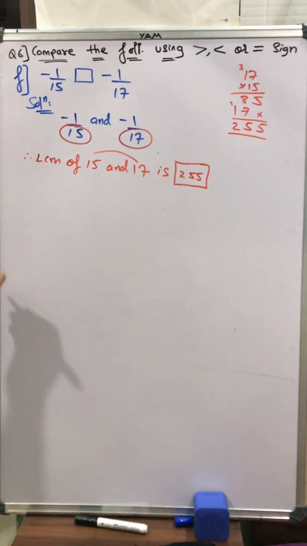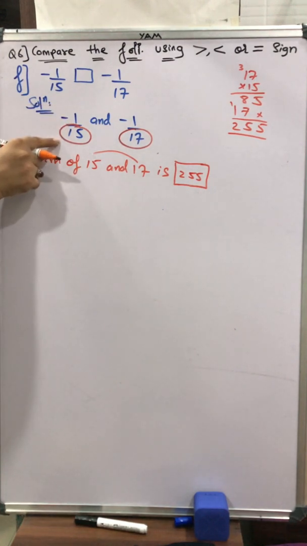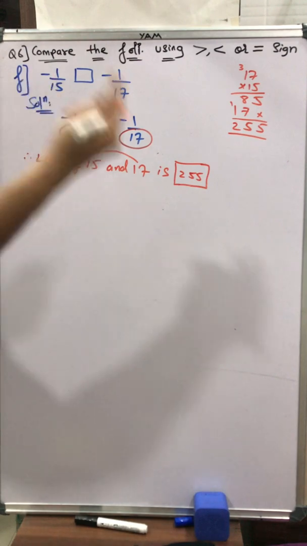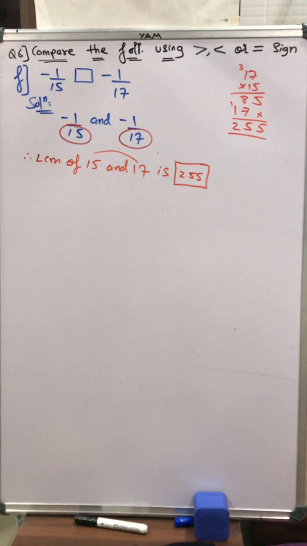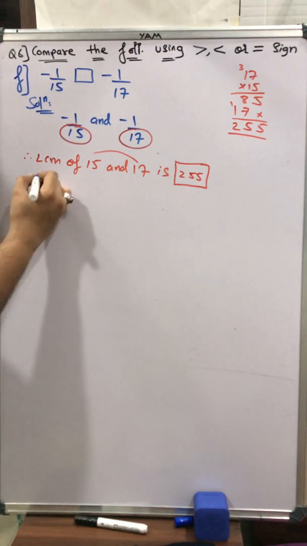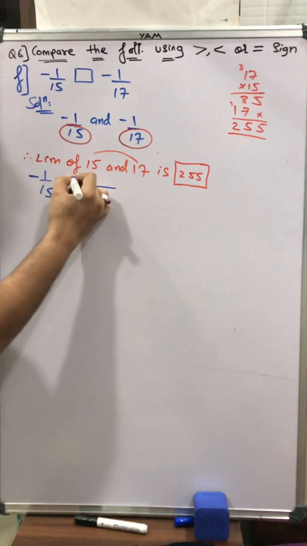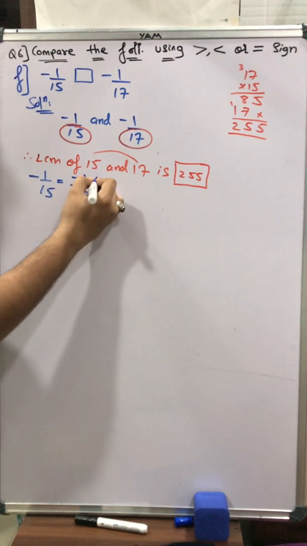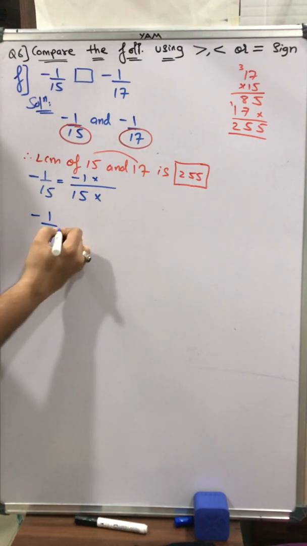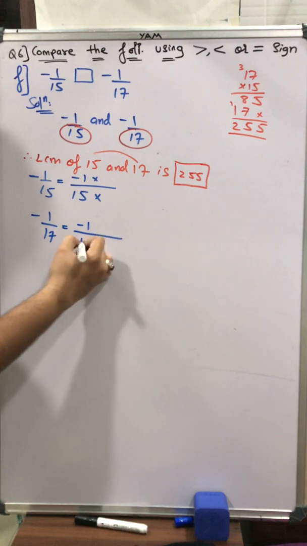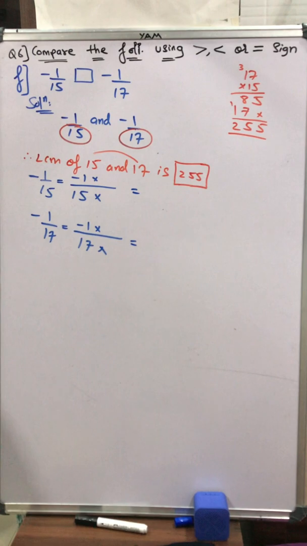Okay, so now I will make the denominator of this first fraction minus 1 upon 15. I will convert this 15 also into 255 and this 17 also into 255. Let's do it. It's very simple. Minus 1 upon 15. I'll first write the first fraction, minus 1 as it is, 15 as it is, multiply, multiply. Then I'll write the second fraction leaving a line. Minus 1 upon 17 is equal to minus 1 upon 17, multiply, multiply, equal to. Yes, it's very simple.